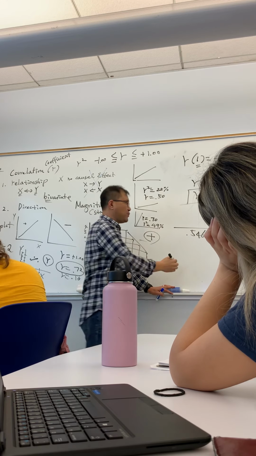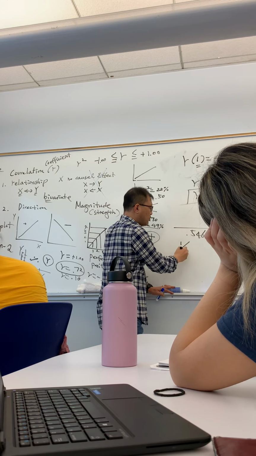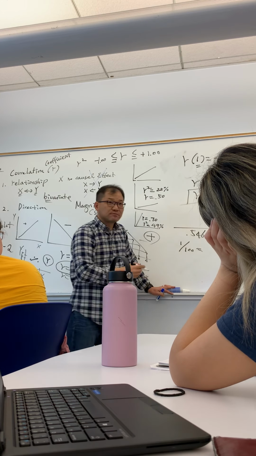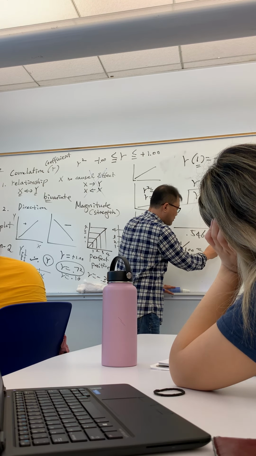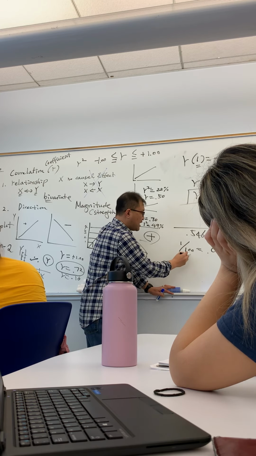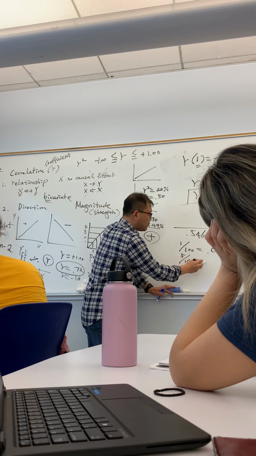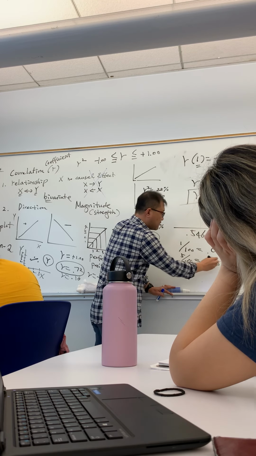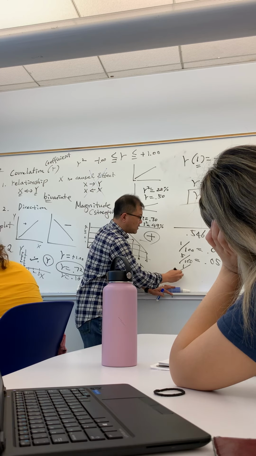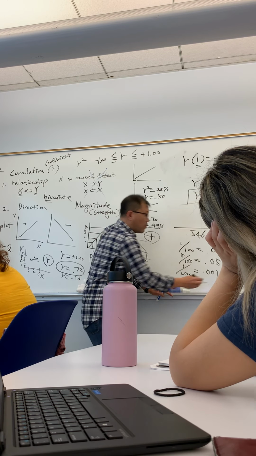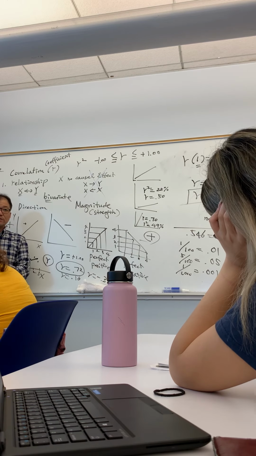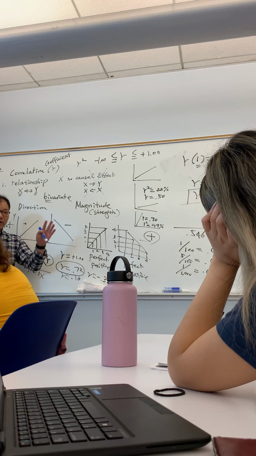So we already reviewed a little bit. 1 out of 100 error is 0.01. What about 5 out of 100? 0.05. What about 1 over 1,000? Equal 0.001.